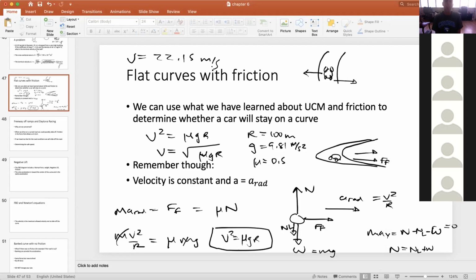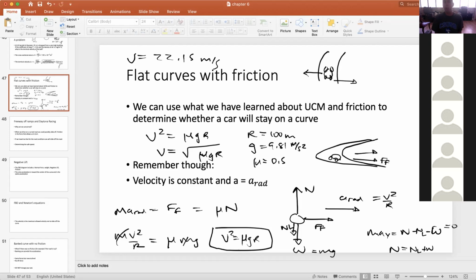Why is this stuff important? I don't know if all of you drive, but those of you who drive, if you've ever looked at the on and off ramps or the ramps that take you from one freeway to the other, you'll notice that they usually have a speed limit sign on them.